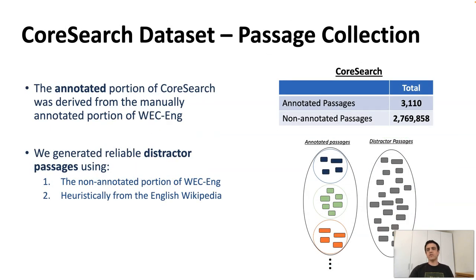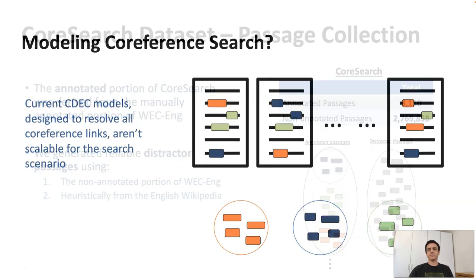The annotated portion of CoreSearch was derived from the manually annotated portion of WEC, and we generated the reliable distractor passages using the non-annotated portion of WEC and also heuristically from the English Wikipedia. Overall, our CoreSearch dataset provides 3,110 annotated passages, which we use to derive queries from, and a collection of 2,770,000 non-annotated passages used as the passage collection for retrieval.